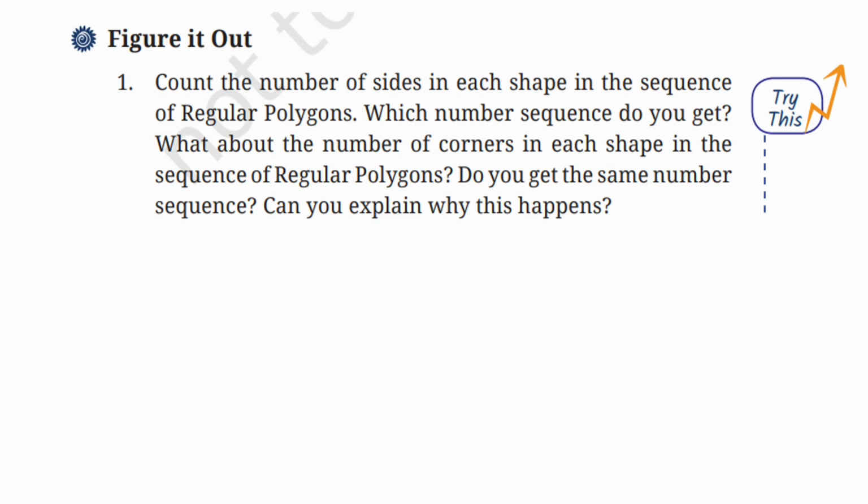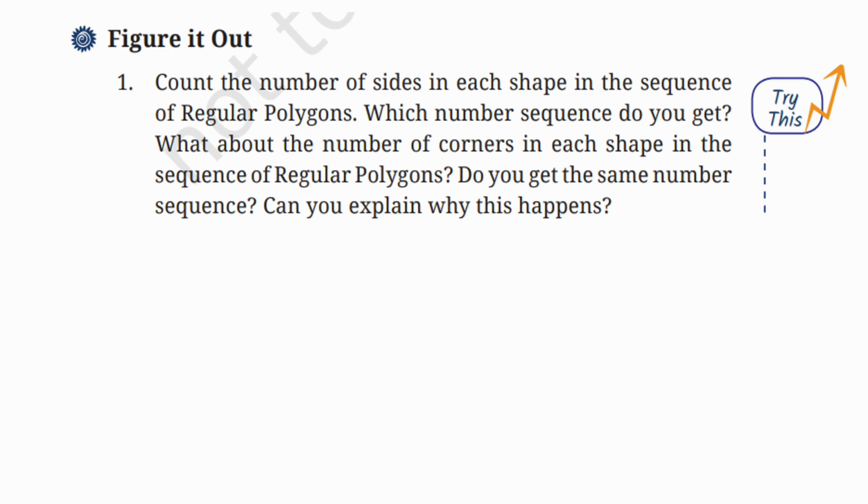Next we will solve some problems. Count the number of sides in each shape in the sequence of regular polygons. Which number sequence do you get? What about the number of corners in each shape in the sequence of regular polygons? Do you get the same number sequence? Can you explain why this happens?